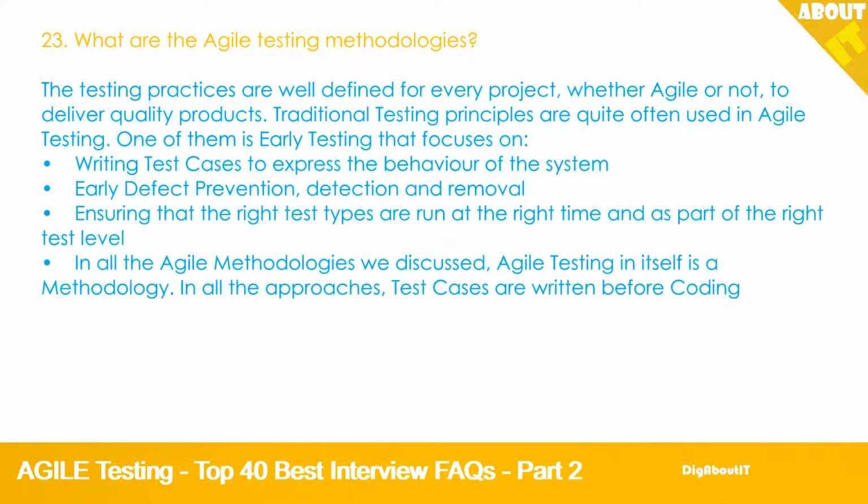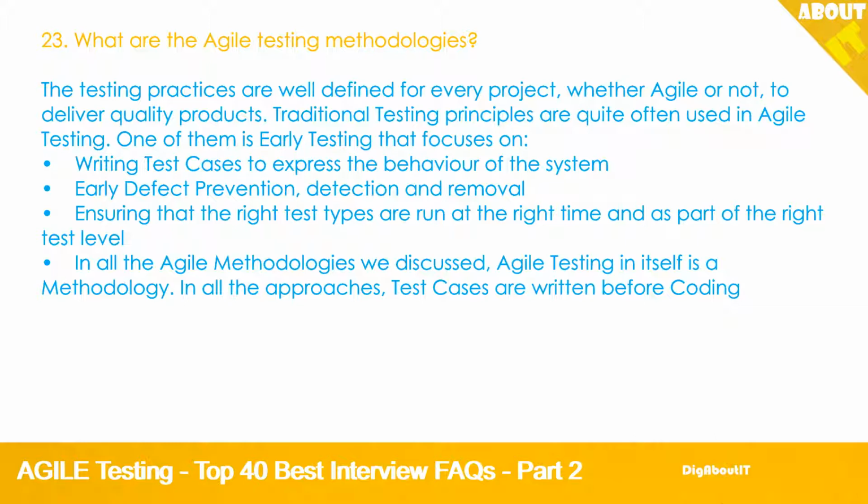23. What are the Agile testing methodologies? The testing practices are well defined for every project, whether Agile or not, to deliver quality products. Traditional testing principles are quite often used in Agile testing. One of them is early testing that focuses on writing test cases to express the behavior of the system. Early defect prevention, detection and removal. Ensuring that the right test types are run at the right time and as part of the right test level.